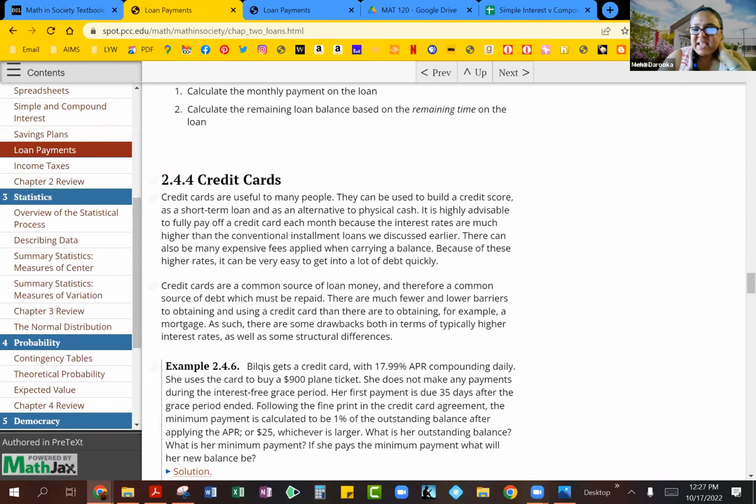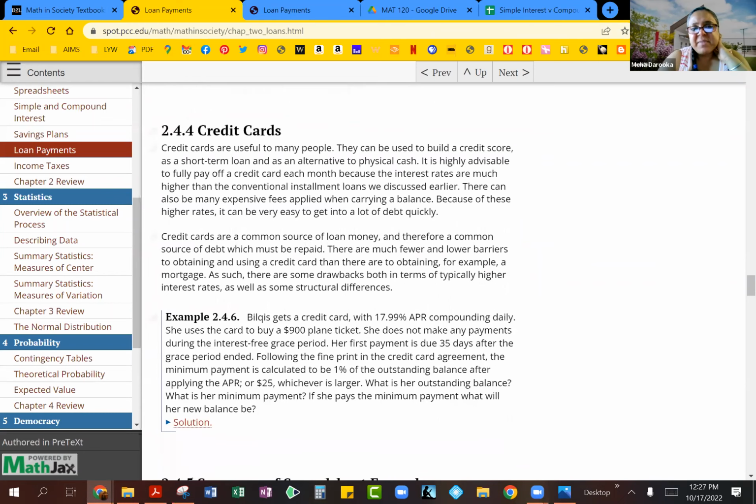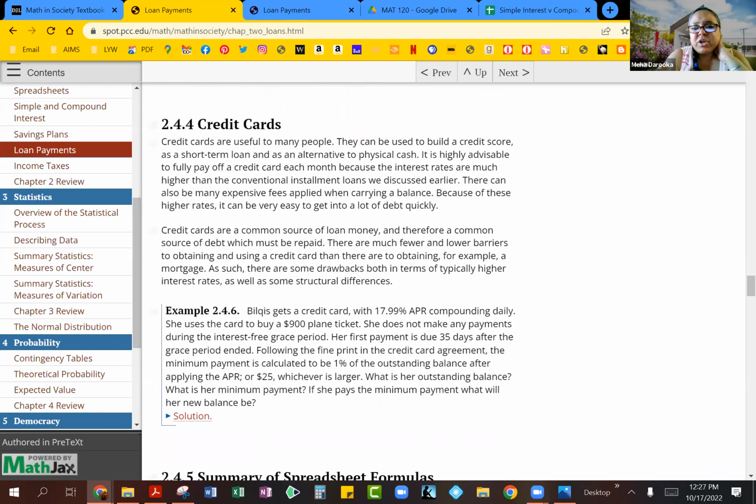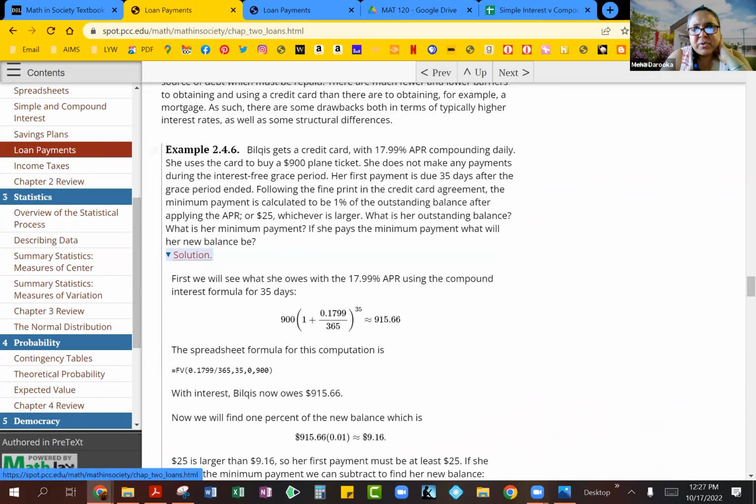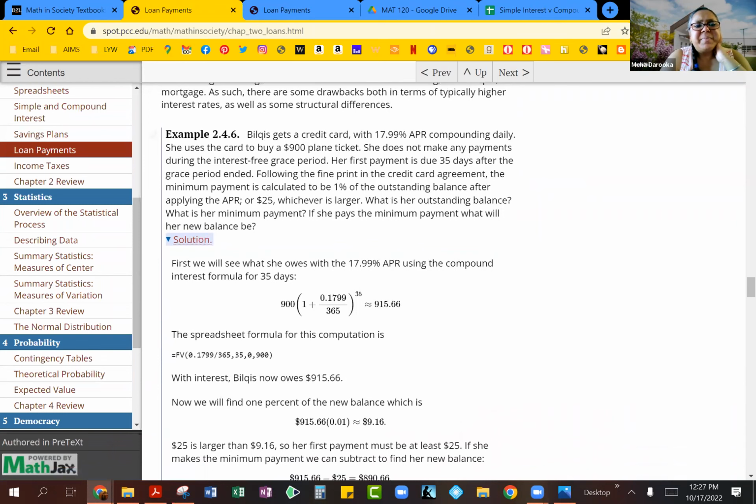Now, credit cards, they kind of keep it very simple. And I know we're already at 12:27, but with the credit cards over here, it's basically, they do it in terms of, kind of like the calculations we have done. So if you look at this example over here, they're talking about, I guess that's Bilkis, has a credit card at 17.99% APR, and it's compounded daily. She uses the card to buy a $900 plane ticket, does not make any payments during the interest-free grace period. The first payment is due 35 days after the grace period has ended.